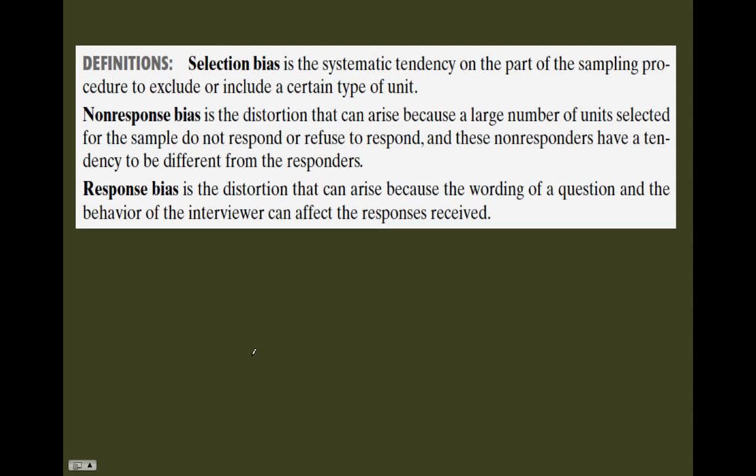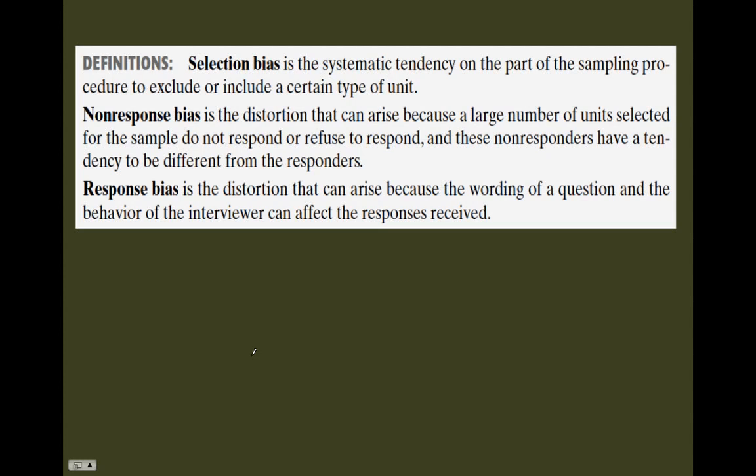If there's some controversial issue out there, people that are strongly opposed are going to call in and voice their opinion, or are more likely to do that than people who are moderate or in the middle of the road and don't really have strong feelings and aren't really willing to take the time out of their day to make the phone call. So that's an example of a non-response bias.